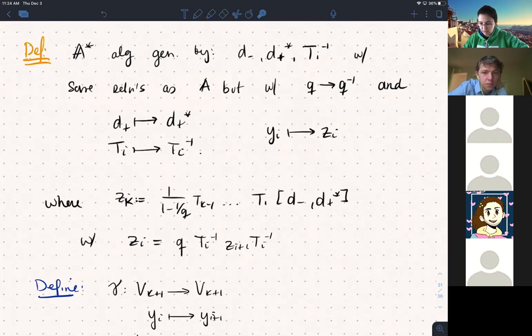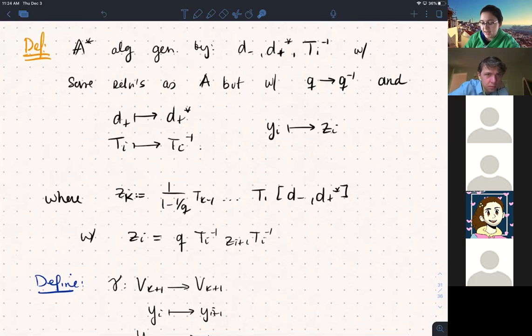So we have the relations for A, and whenever we see a D minus, we leave it the same. Whenever we see a D plus, we swap it for a D plus star. Whenever we see a TI, we swap it for a TI inverse, and so on. And we swap every Q for a Q inverse. That's the game we're playing here. So as algebras, they're completely isomorphic. You're getting the exact same structure, you're just relabeling things.